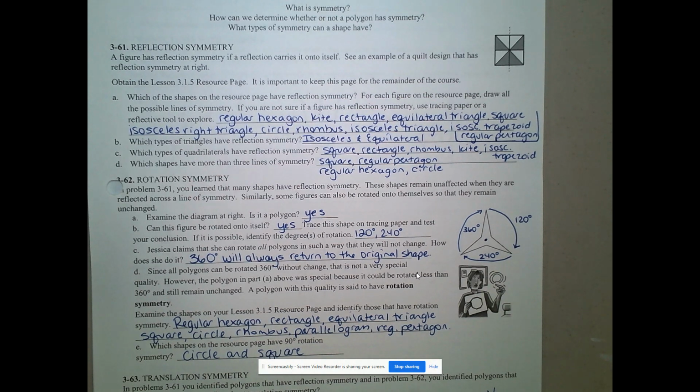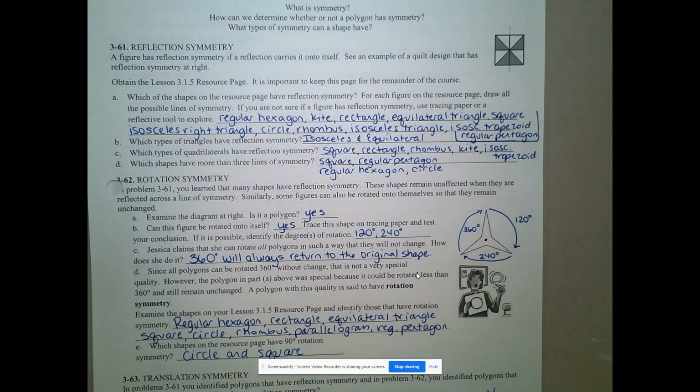So reflectional symmetry. A figure has reflection symmetry if a reflection carries it onto itself. So an example, the quilt design at the right, you can see the left side. If you were to fold it over that dashed line, it would fold directly on top of the right side.